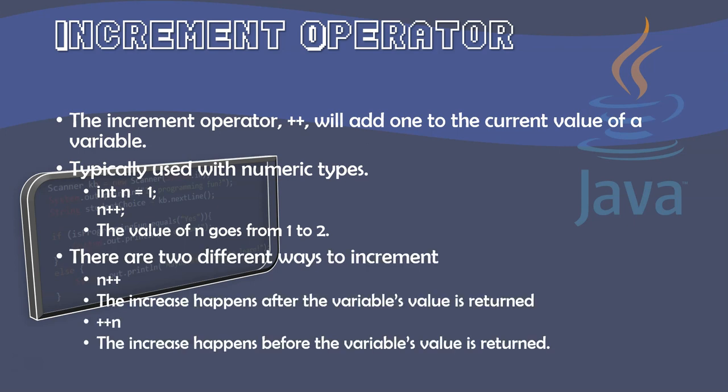Now, there are two different ways that we can increment. There is n plus plus, and all this means is the value will increase after the variable value has been calculated. Or there's plus plus n, where the increase happens before the variable's value is returned. And for today's operations, we don't really need to worry about the plus plus n so much as the n plus plus. That'll be the most common one we likely use. But there might be situations in the future where you want to do plus plus n. So for now, though, just focus on the n plus plus because, again, that'll be the more common one we use.